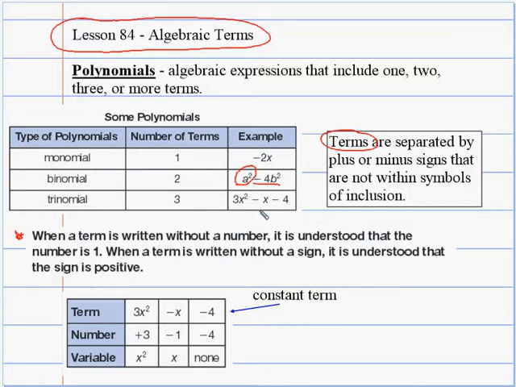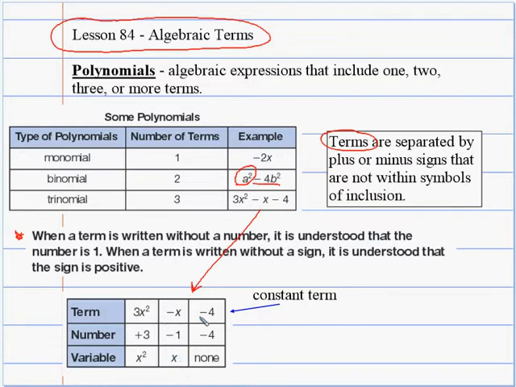Okay, so we're going to break this trinomial, 3-termed polynomial up. So we have 3 terms. It's 3x squared minus x minus 4. Notice that the signs go with the terms. The number value here in this first term is a plus 3, and the variable is an x squared. In the second term, we have a negative 1. It says minus, and there's no number, and we understand that that number, when not written, is a 1. This time it's negative 1, and our variable is x.